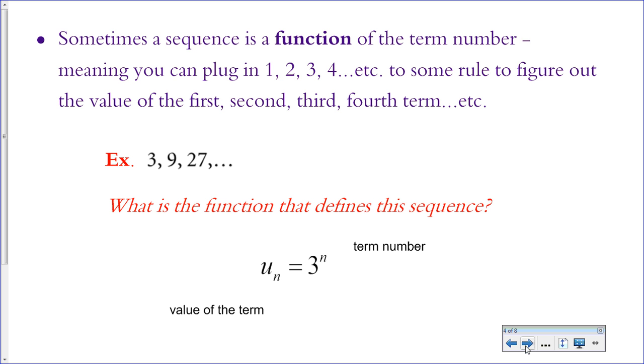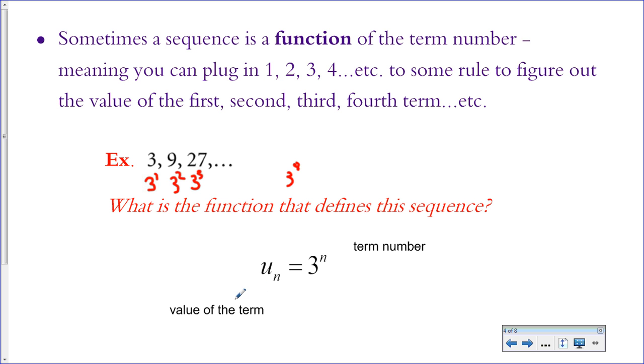If the sequence is 3, 9, 27, and so on, the function that defines this sequence, you may recognize that these are all powers of 3, right? This is a power of 3, this is a power of 3, and this is a power of 3. The function is going to be 3 to some power. If we start recognizing the pattern, it's 3 to the power of 1, then 3 to the power of 2, then 3 to the power of 3. So you might be able to figure out that, let's say I wanted to find the 8th term, I would do 3 to the power of 8, right? So that means that the function that's defining this sequence is 3 to the nth power, where n stands for the term number.